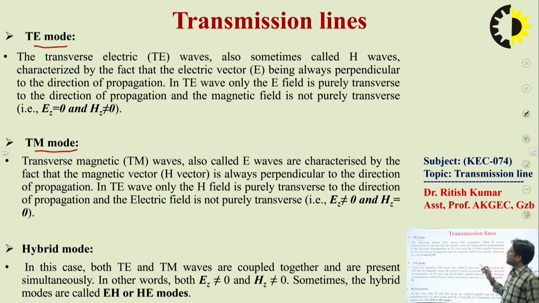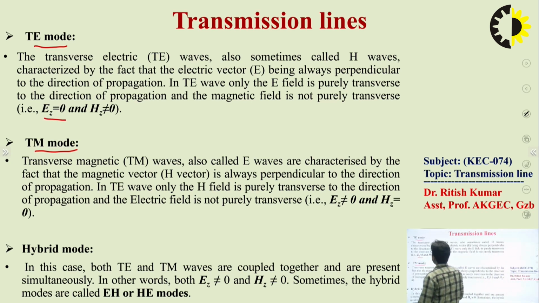So, transverse electric field specifies that it contains the electric field components which are perpendicular to the direction of propagation. If the wave is propagating towards the z direction, then the transverse components of the electric field, that is Ex and Ey, will be present, while Ez will always be equal to 0.